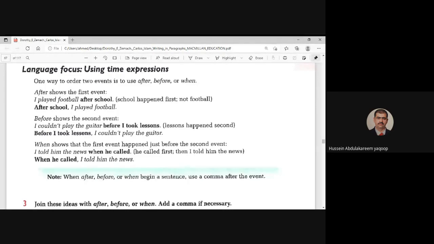Let's say the news. Here we also have the possibility of using this expression at the beginning of the sentence, followed by a comma. Conditionally, it is followed by a comma. We say when he called, and even though I forgot to tell you, now regarding capitalization here we don't have to capitalize the initial letter of after. But since it begins the sentence, it should be written in capital letter. The same thing with before and similarly with when. So when he called, this is the event number one. I told him the news. This is the second event.